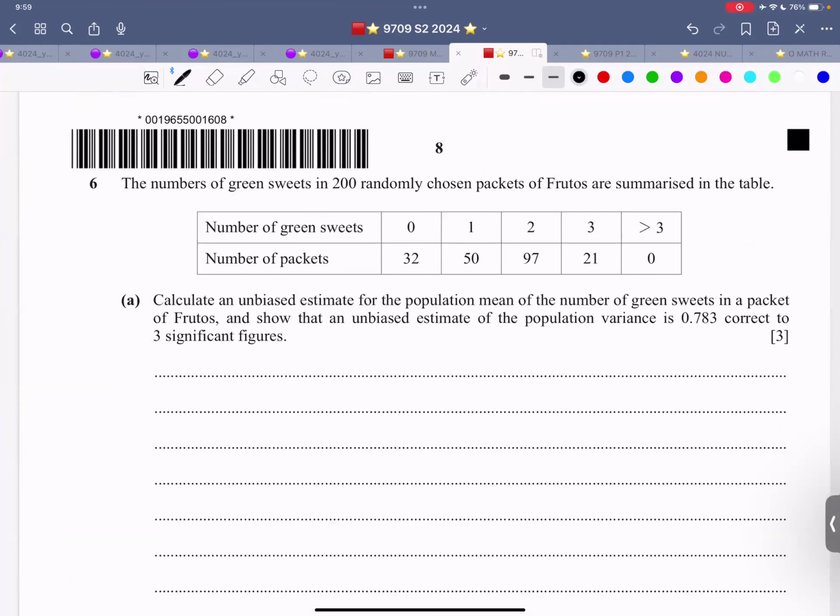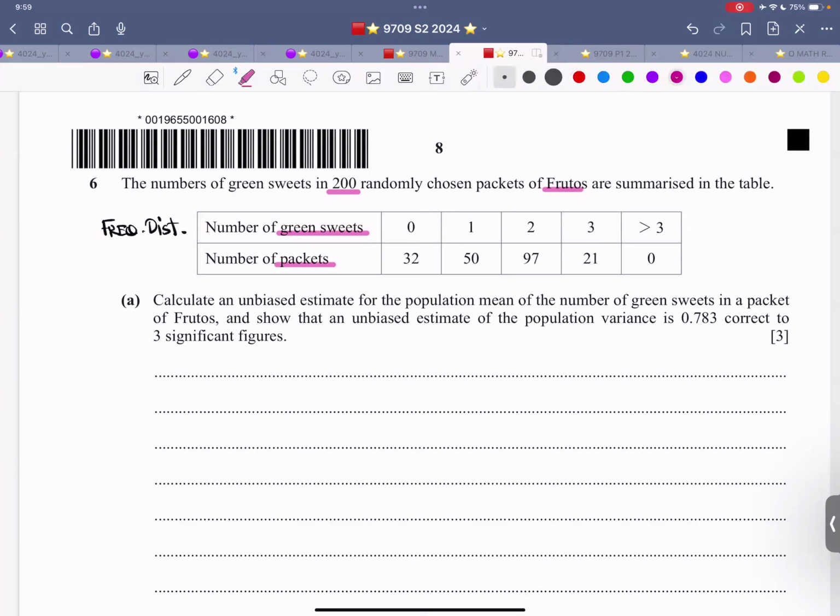Now let's look at this. Question number 6. What does it say? The number of green sweets in 200 randomly chosen packets of Fructose are summarized. Number of green sweets and number of packets. This is a distribution table, a frequency distribution table. So let me write over here, this is frequency distribution. They have asked after a long time.